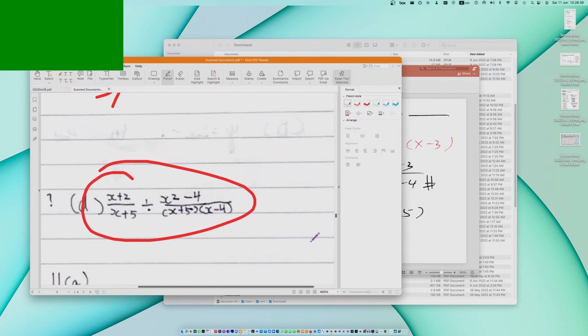Four. Can you think of a square? Four is what square? What square gives you 4? Two. Okay, good. Replace the 4 with 2 square. By the way, it's x square, okay?